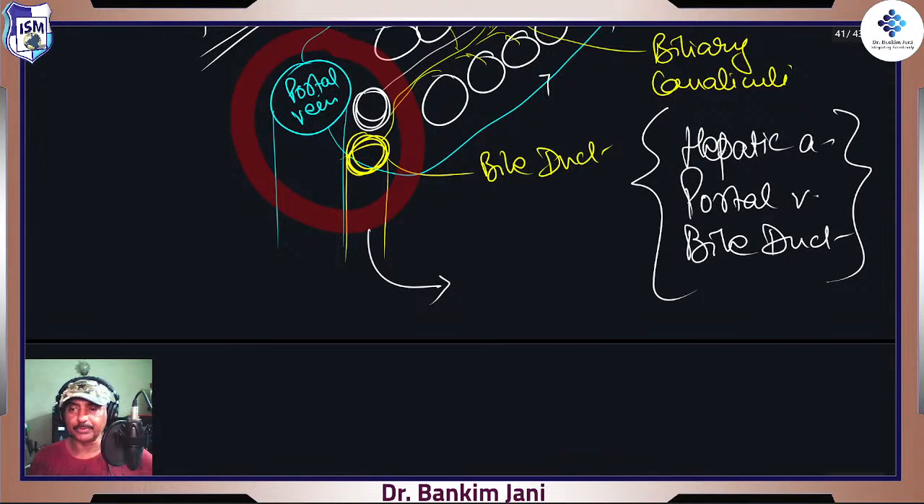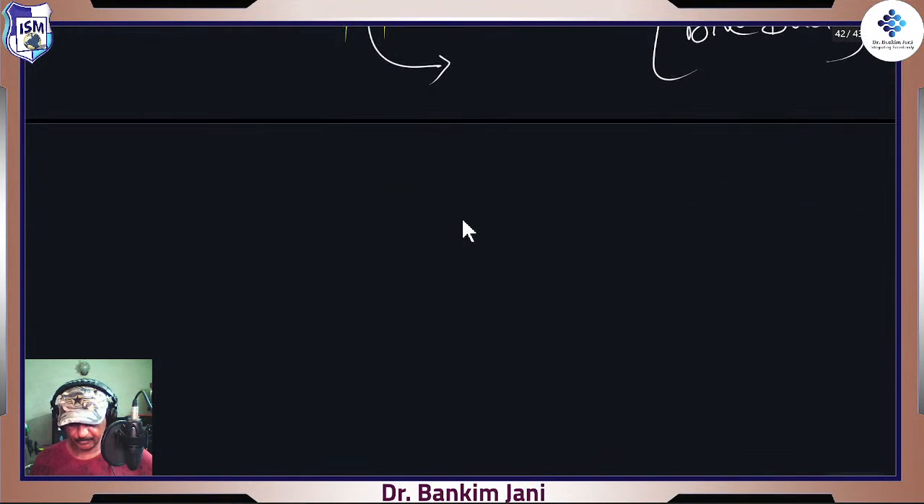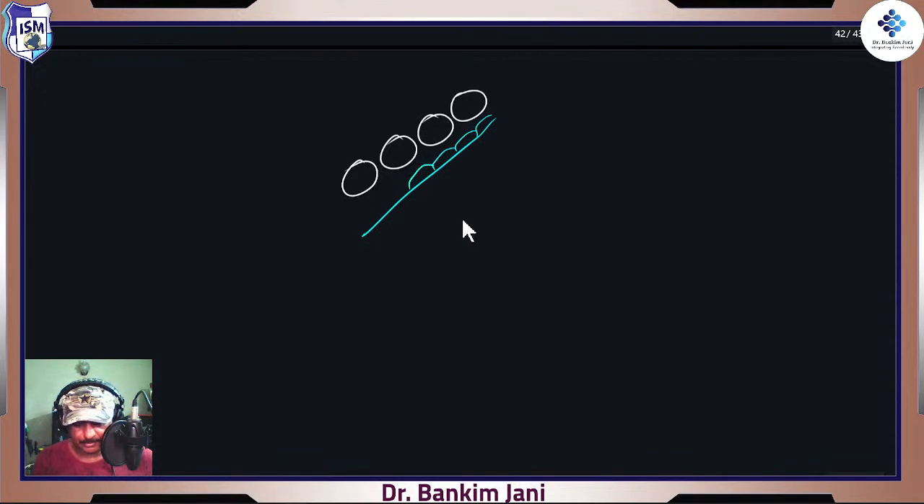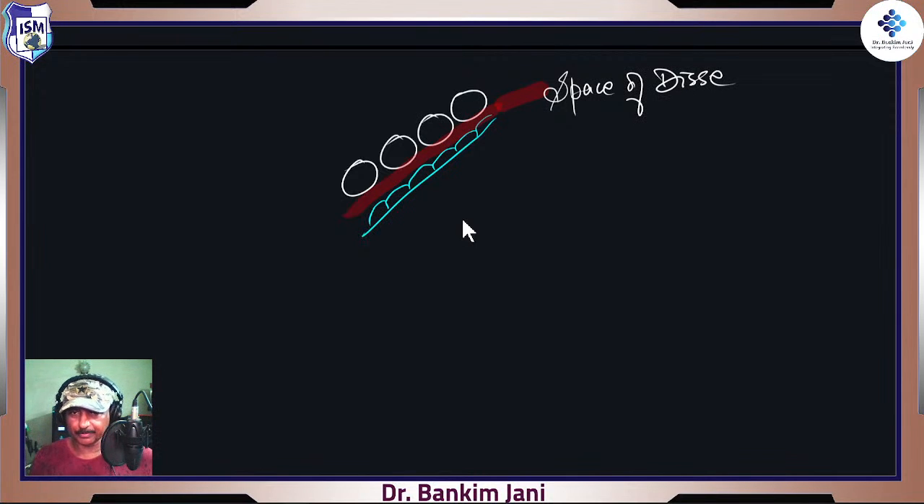Okay, let me draw one more thing. When these hepatocytes are over here, in between are all endothelial cells. The space which is in between is called the space of Disse. All these things will be discussed in more depth when we talk about the liver. This is just for the understanding that this is what really happens.